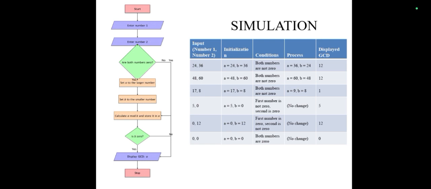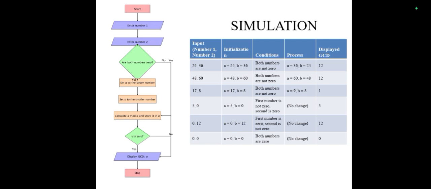For the next example, I input 5 and 0. Initially, A is set to 5 and B is set to 0. The first number is not 0, but the second number is 0. Since the second number is 0, there are no changes in the values of A and B. Therefore, we're gonna proceed to displaying the GCD. The GCD is calculated as 5, the value of A, which will be the displayed GCD. GCD is equal to 5.